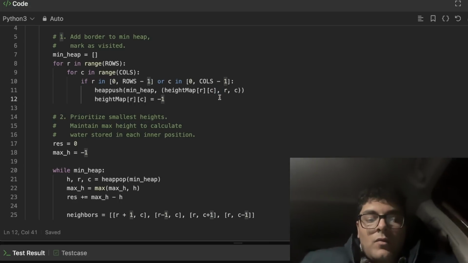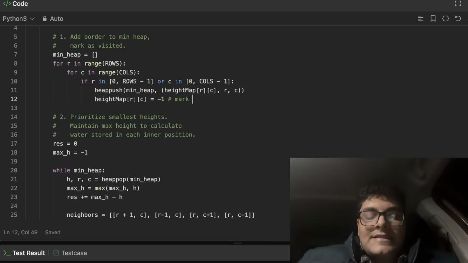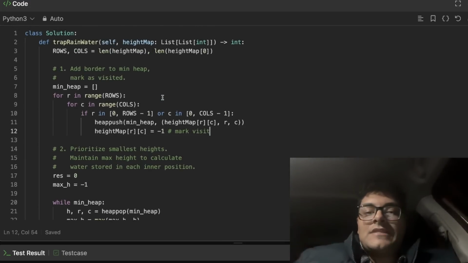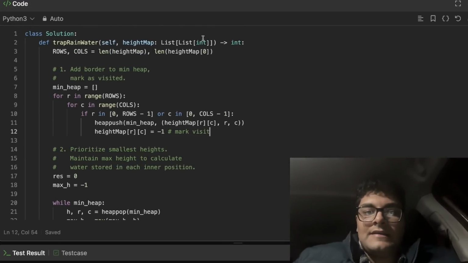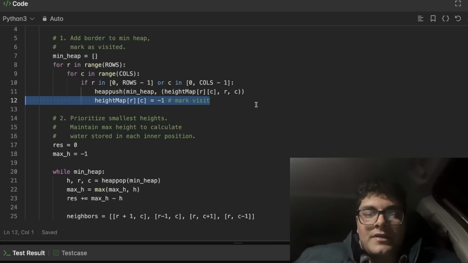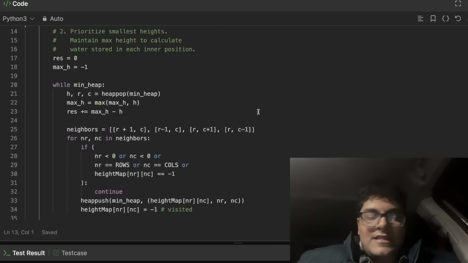And then here, we're just marking it visited. We're setting it to -1 just to mark it as visited. We could have used a hash set for that if we don't want to modify the input. Implementation-wise, this is a little bit more simple, but usually I will code it with the hash set. This time I'm just not doing that.